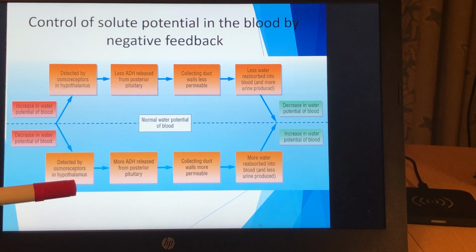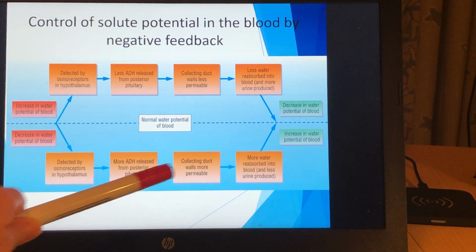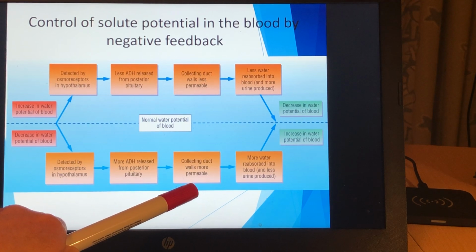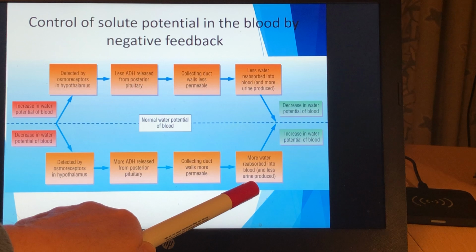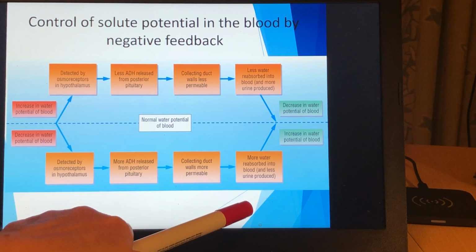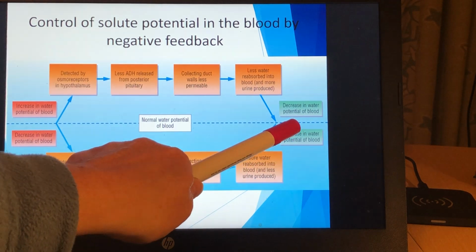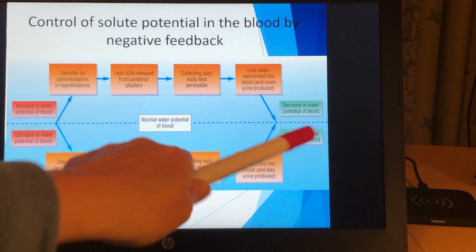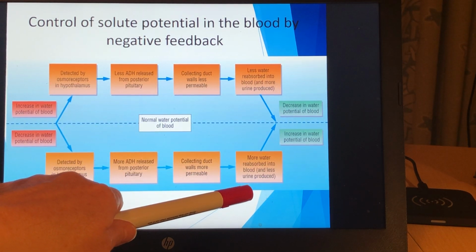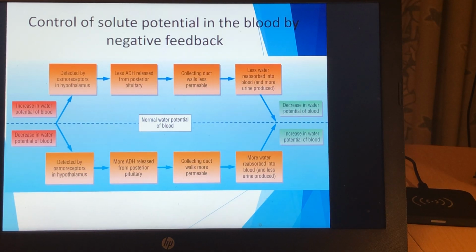Again, hypothalamus detects it by the osmoreceptors. More ADH is released. It makes the collecting duct walls more permeable, so more water leaves the collecting duct and gets reabsorbed back into the blood. So if more water goes into the blood, it means the water potential is going to rise back to what it should be, back to normal. As a result, less water in the urine, so you've got a smaller volume of urine, but it's more concentrated.